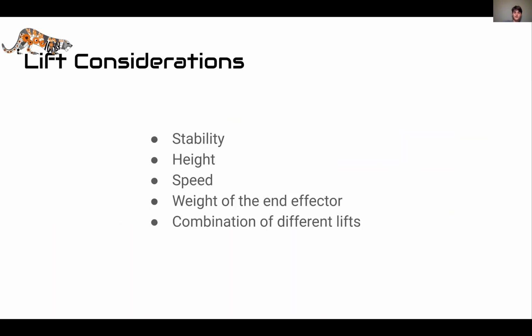So some lift considerations are stability. You don't want something to be too tall and not stable. The heights, which are important to reaching some of those elements, are the scoring zones. The speed of your lift, the balance of your robot. You don't want one side to be way heavier than the other, and the combination of different lifts.